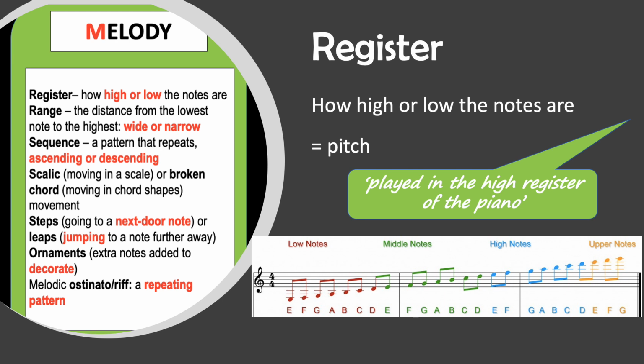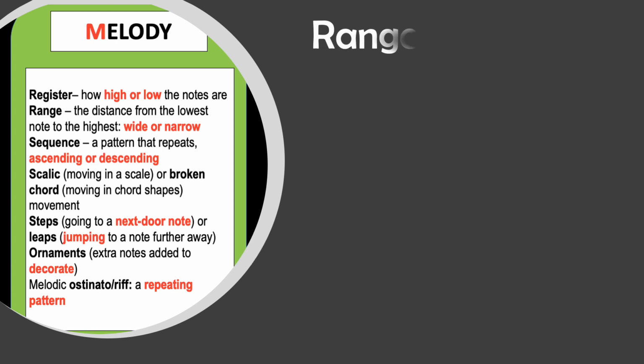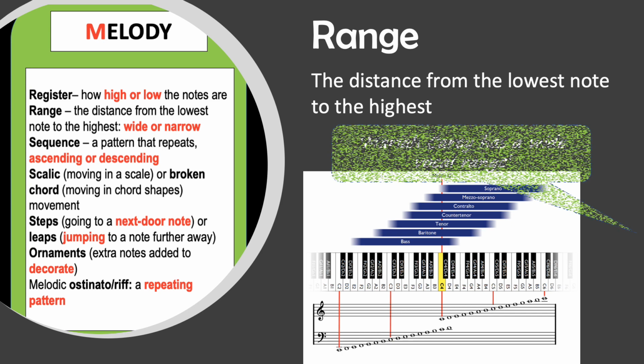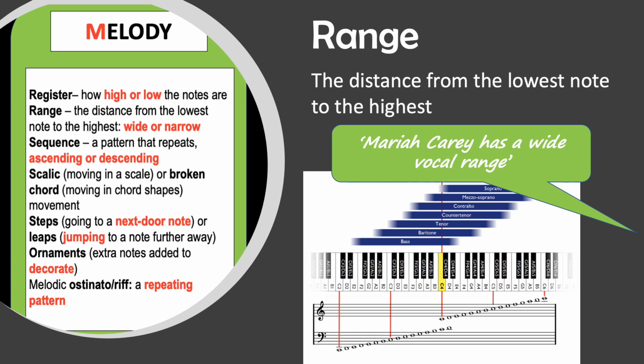The range of a piece of music is the distance from the lowest note to the highest note. It might be the range of a piece of music, or it might be the range of an instrument or a voice. Here you can see a diagram that shows the different ranges of different types of voice. So you might say something like, Mariah Carey has a wide vocal range.